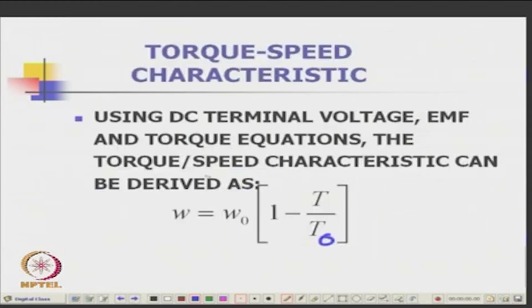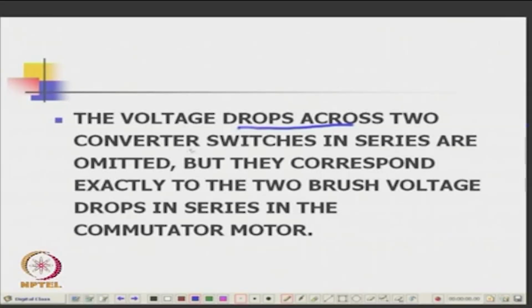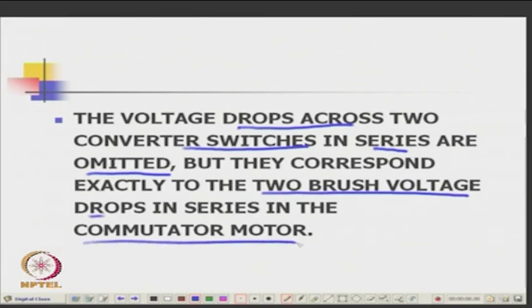The voltage drops across the two converter switches in series are omitted, because switches also may have a drop, but they correspond exactly to the two brush voltage drops in series in a commutator machine. In a commutator machine the brushes have a drop; here the same thing is handled by the switches, because there will be a voltage drop across the switches. So, you can take care of that.